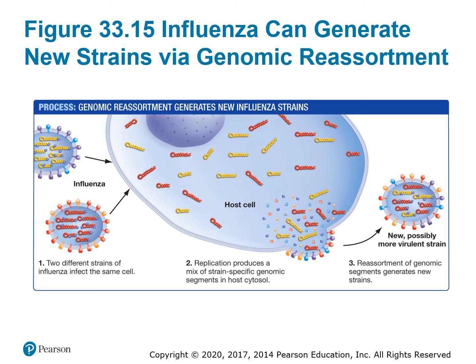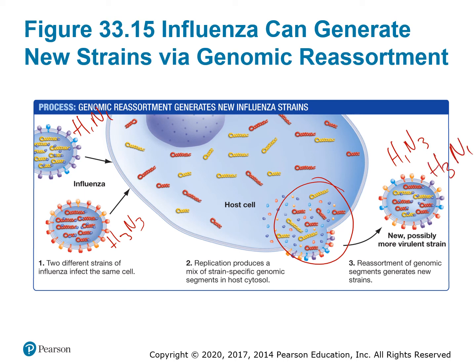So it has 8 segments. Let's say that this is H1N1 and this is H3N3. Whenever these viruses go into the same cell, they can recombine into something different. So now this strain could be something like H1N3 or H3N1. Those combinations are what make this type of virus so dangerous: it's so easily modifiable and combinable that it makes it a nightmare to treat.